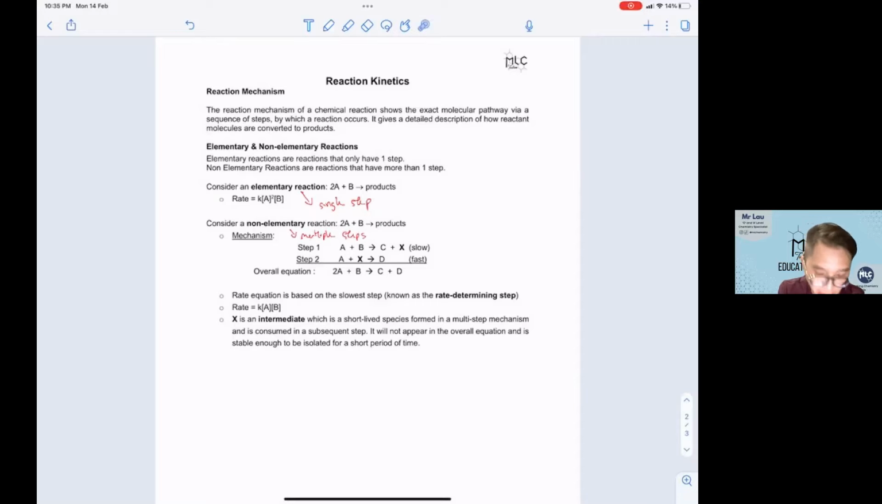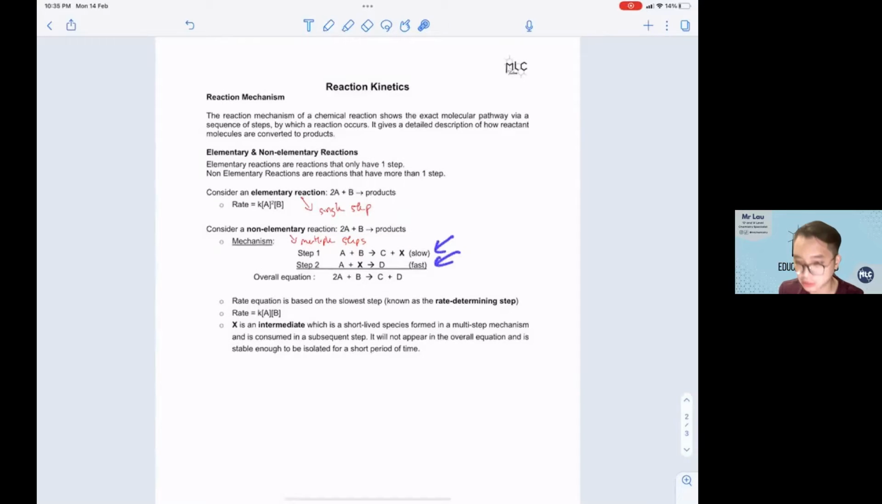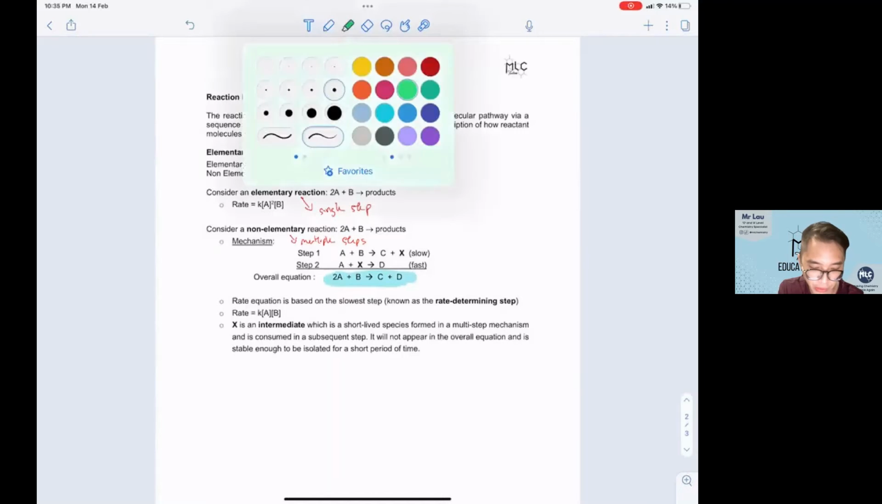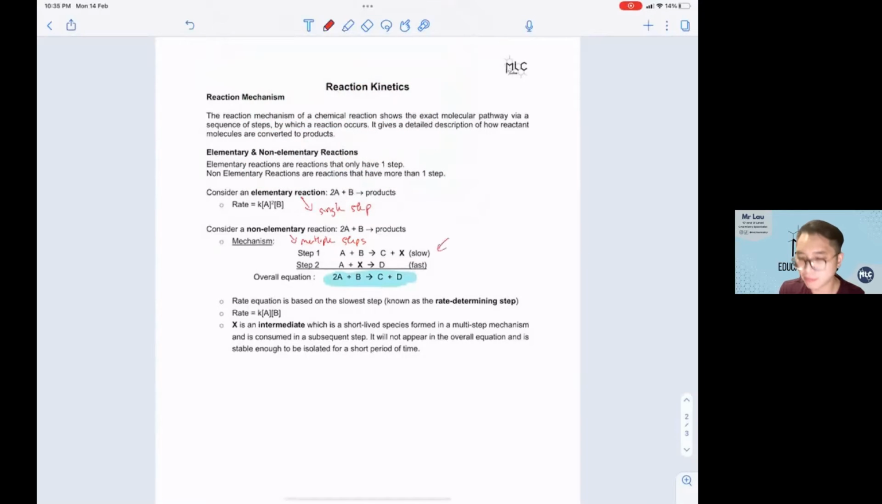For example, if it's a multi-step reaction, you have your overall equation 2A plus B giving you your products. It could be split up into a two-step reaction, where the first step is A plus B giving you C plus X. And then the next step is A plus X giving you D. So the overall reaction is given by this. This will be your overall equation. From the slow step, we will be able to determine the order of reaction because the slow step is also known as the rate determining step. How fast your reaction proceeds is entirely governed by your slow step.